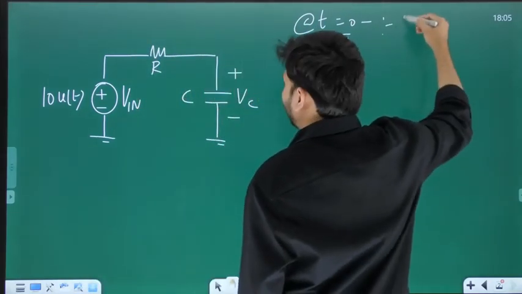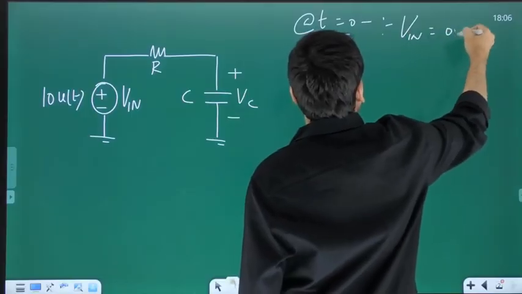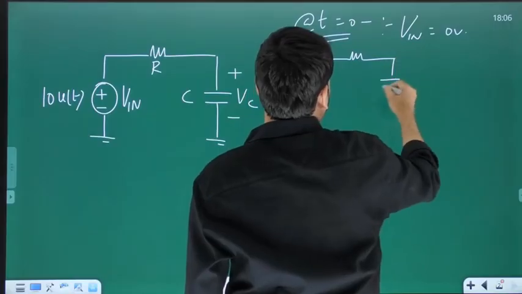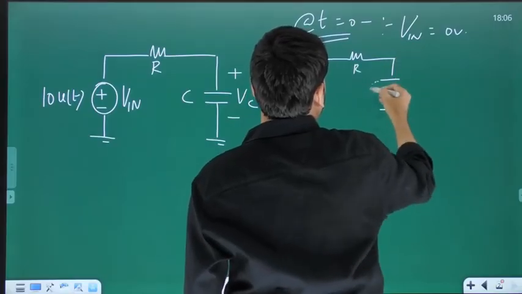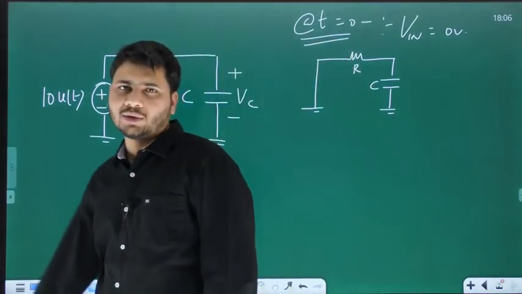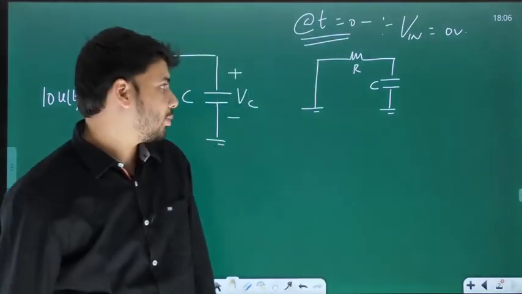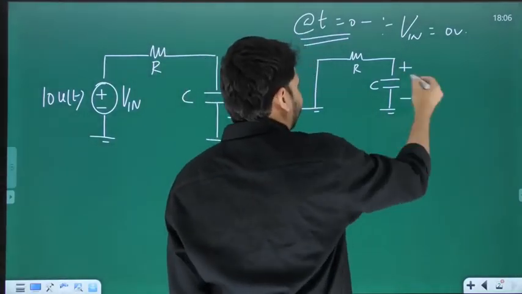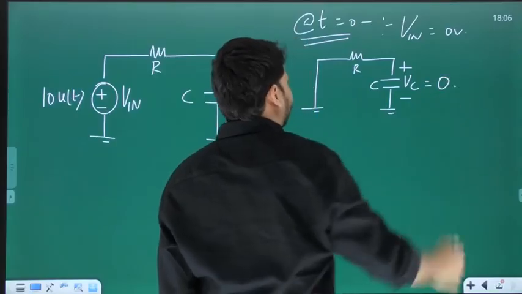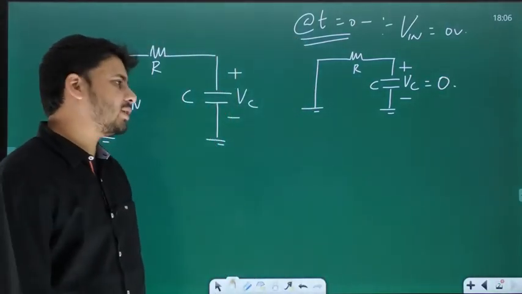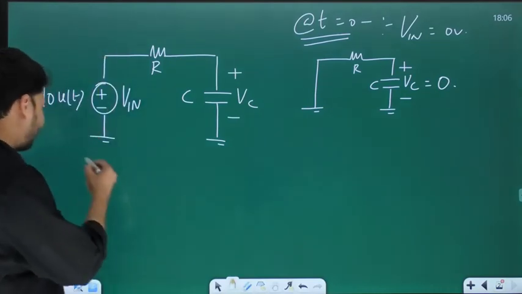At t equal to 0 minus, the value of Vn, is it not 0? Yes. So, what is the circuit going to be? Is it not this thing, RC? Because Vn is 0. In place of the voltage source, I have drawn a short circuit. I hope you agree with that. Now, because it's a source-free circuit, obviously Vc is going to be 0. So at 0 minus, what is the value of Vc? It is 0.